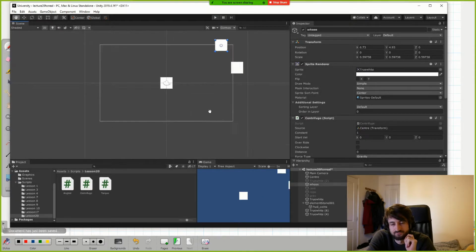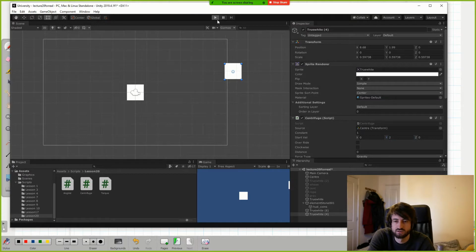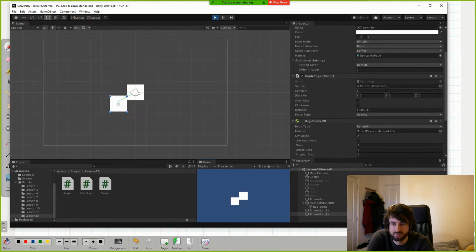But anyway, ignoring that, let's now give it a velocity. And now this won't happen. We'll give it 2, and it'll move around in a circle now. Well, it won't move around in a circle, it's going to orbit round. So there's only one force acting upon this, and that's the green force. It's gravity. You can see here I've set the force type to gravity.